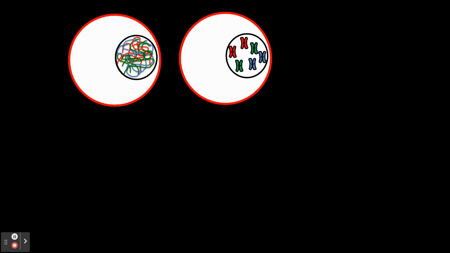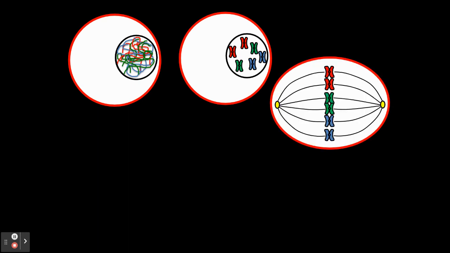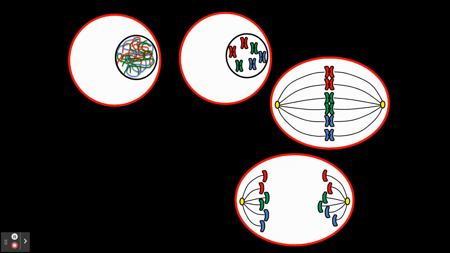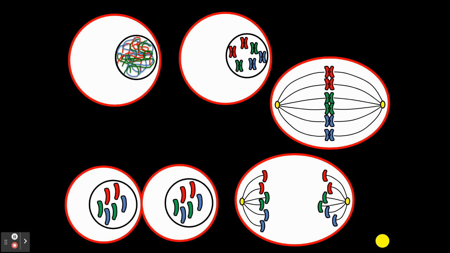So the way this works, first step, we're going to have the chromosomes form, then they're going to line up, then they're going to separate out. So now I have the right number of chromosomes going to either side of the cell. And then a new nucleus will form. The cell will divide in cytokinesis. And now I have two new identical cells.